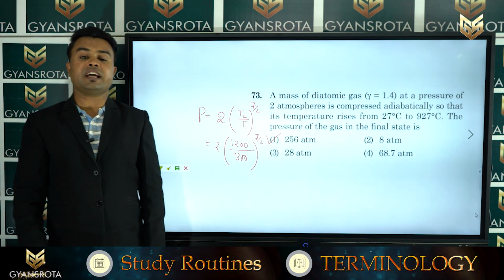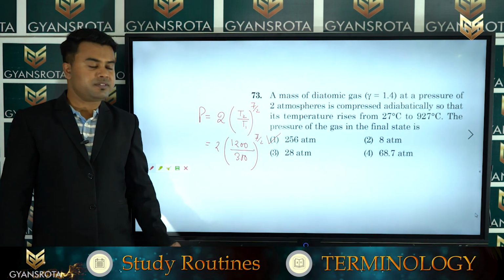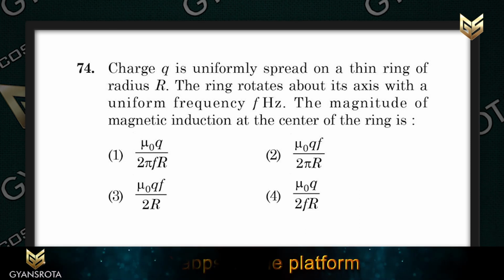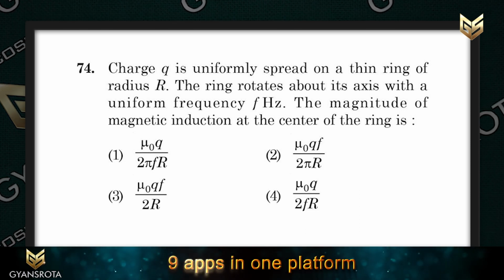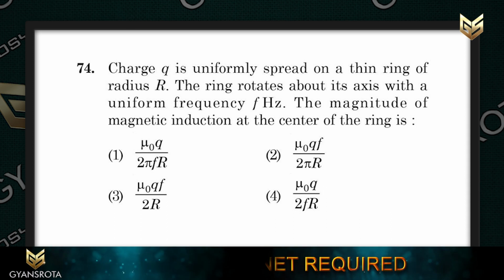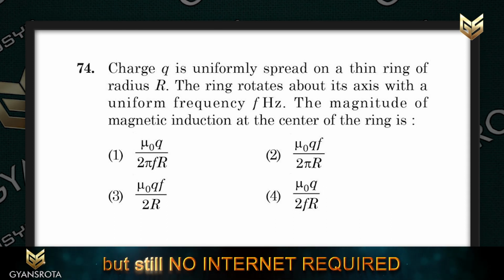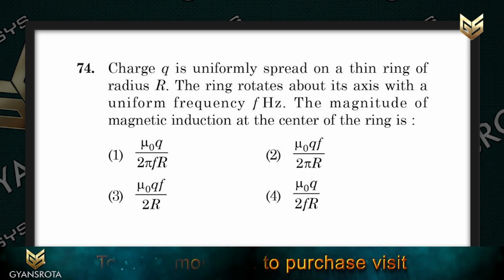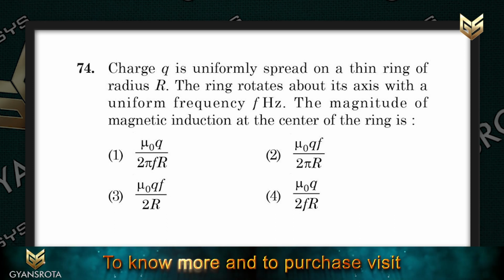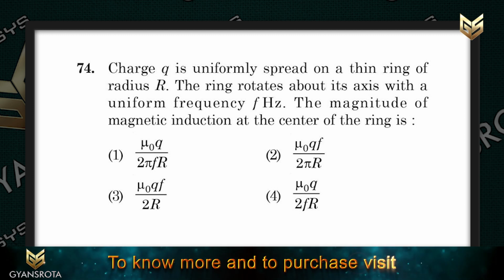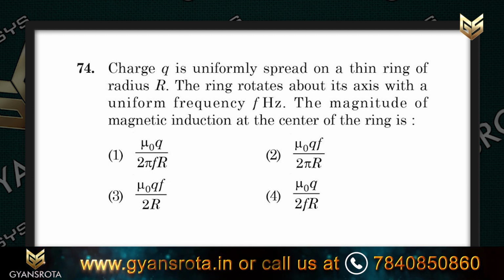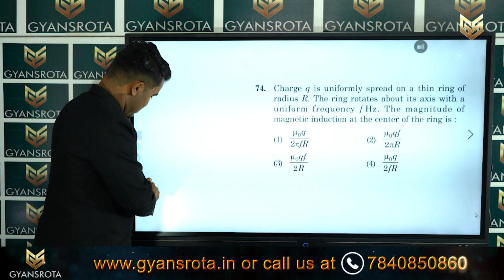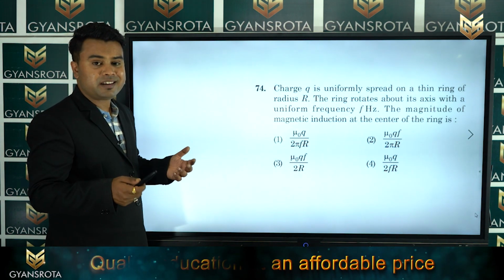Now let us move to the next question, that is question number 74. A charge q is uniformly spread on a thin ring of radius r. The ring rotates about its axis with a uniform frequency f hertz. The magnitude of magnetic induction at the corner of the ring is. So the magnetic induction at the corner of the ring we will find out, but before that, how much is the magnetic field at that point for a circular ring?